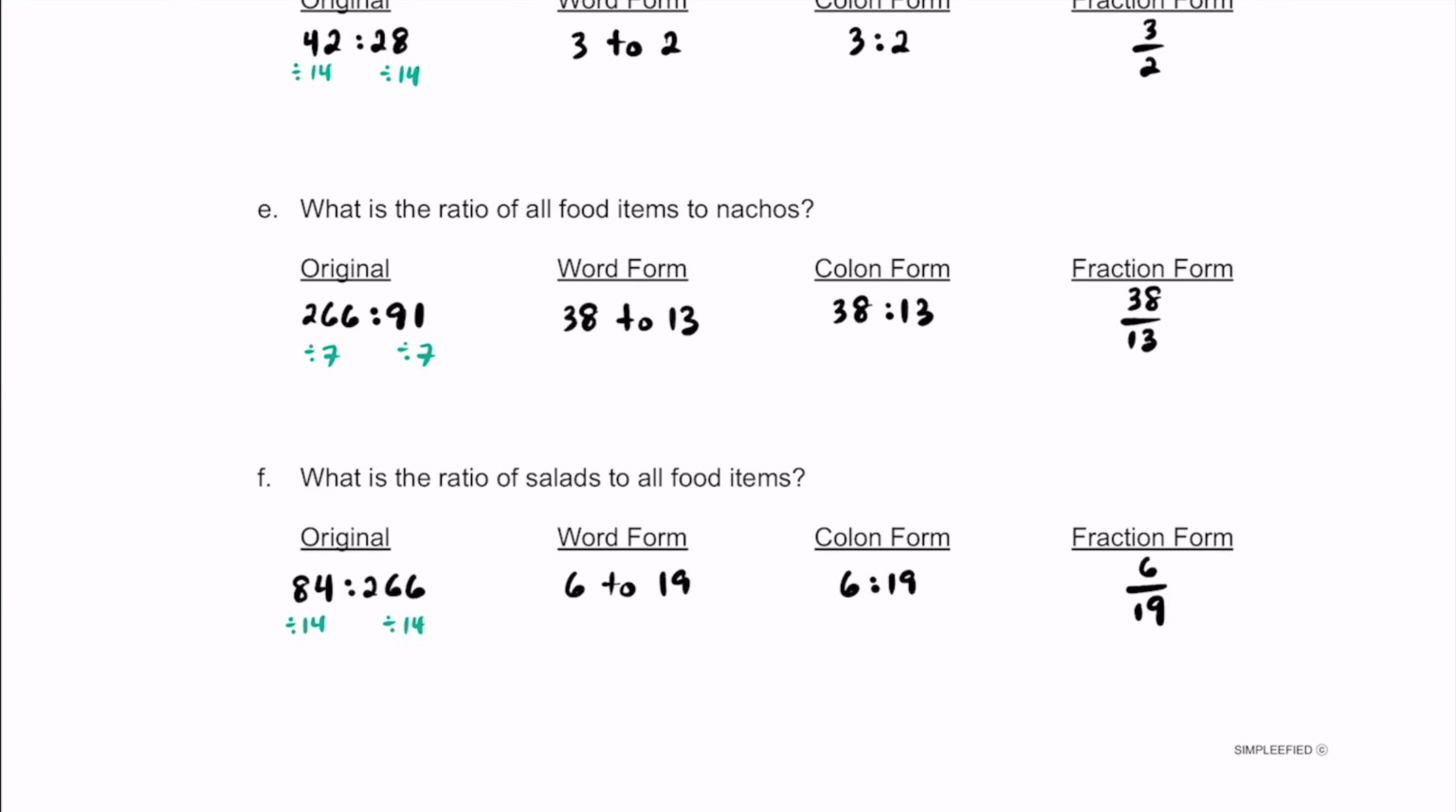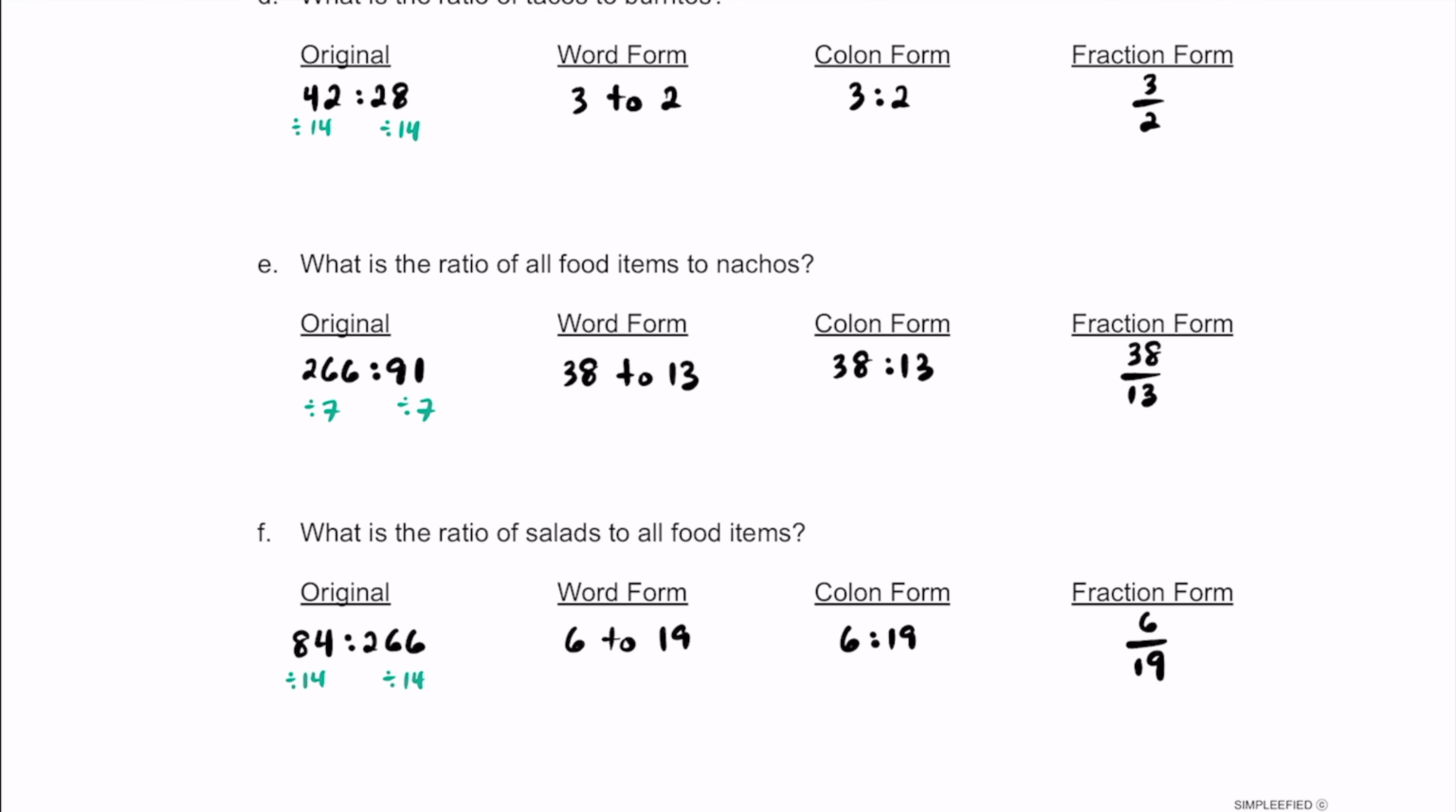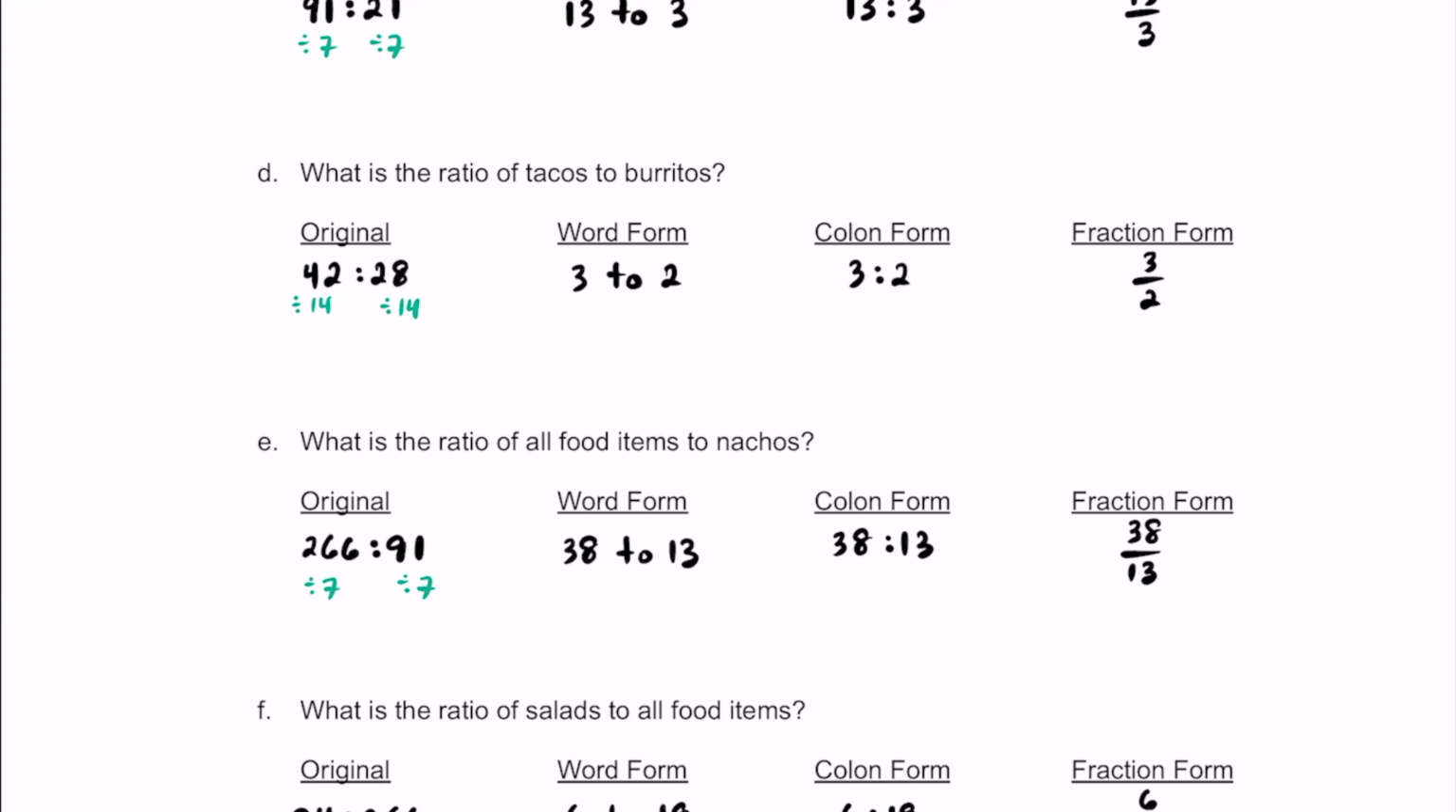Alrighty, so there you have 2 different examples. Each of them had a few different parts to hopefully give you some more practice in getting to know the 3 different forms of writing ratios, and make sure you're simplifying ratios, but also making sure the orders are correct as well. So hopefully you found the video helpful.